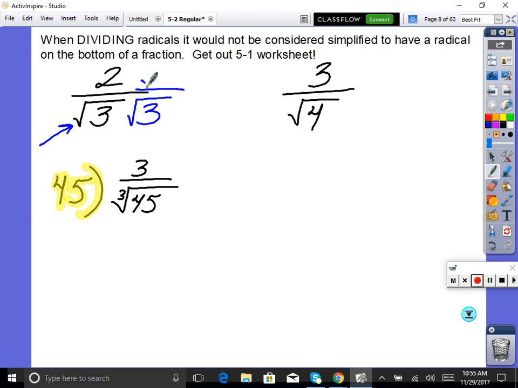So we would multiply by what to rationalize? Yep, square root of 3. You do that to the bottom. You've got to do it to the top so that you're only multiplying by 1 technically. So on top, we get 2 root 3. And on bottom, technically, we get root 9.